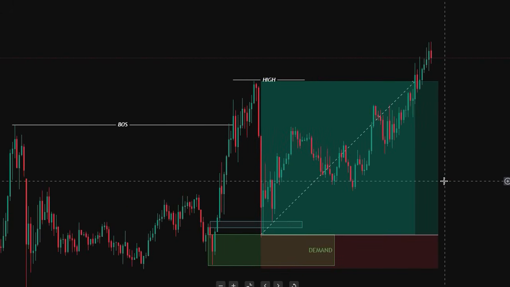So this is how structure marking works, and you have to work on this trading strategy. I hope you understand the structure, how to mark it, and how to find the trading opportunity here.